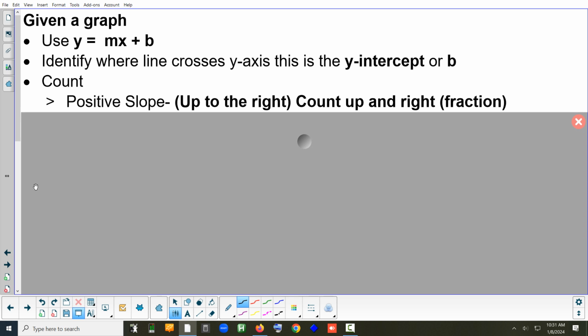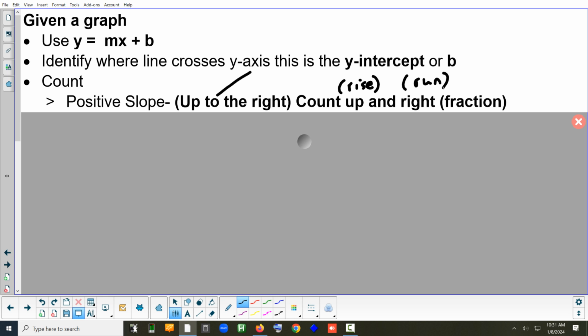So we're going to count either up and to the right. That would be a positive slope. If your line goes up to the right, it looks like that. So if you want to draw a little picture of what a positive slope looks like, you could put that. Up is the rise, and right is the run. So you're going to count how many up and how many right you go, and those are the two numbers that you're going to fill into the fraction.